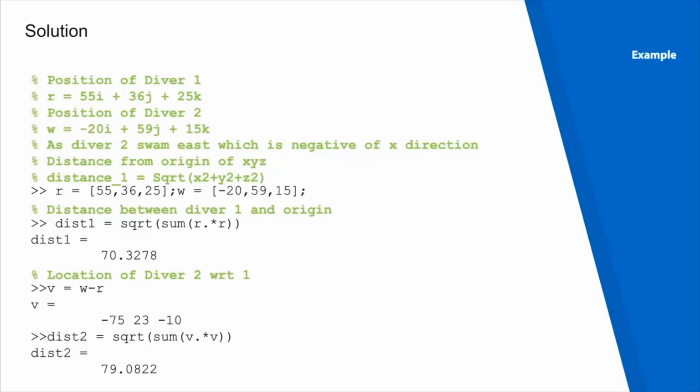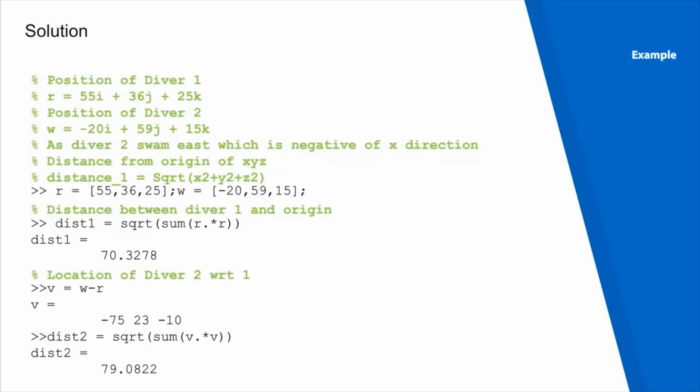Now the second part says to find the location of diver 2 relative to diver 1. Let's say the variable v gives this location. This can be easily found by subtracting the location of diver 1 from diver 2. So we get v as w minus r, that is the location of diver 2 minus the location of diver 1. So we got something like minus 75, 23 and minus 10.